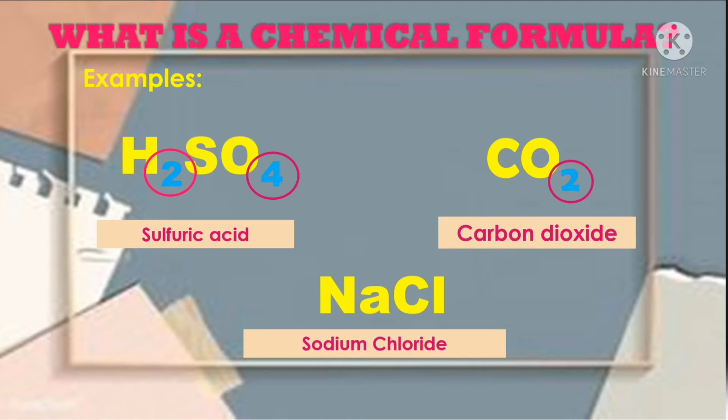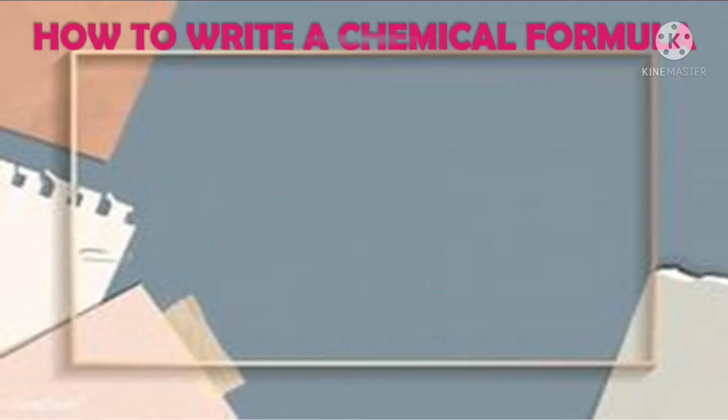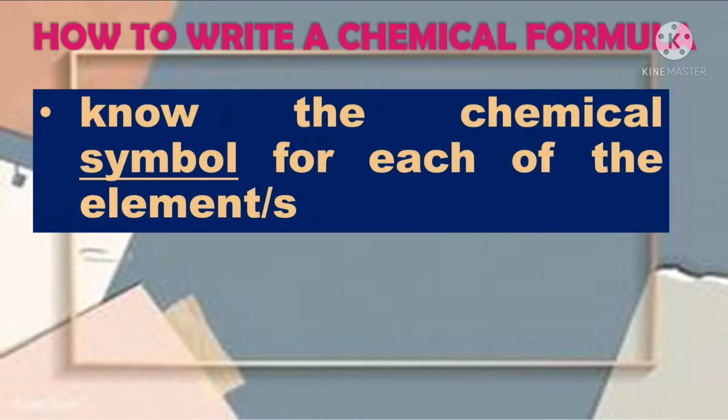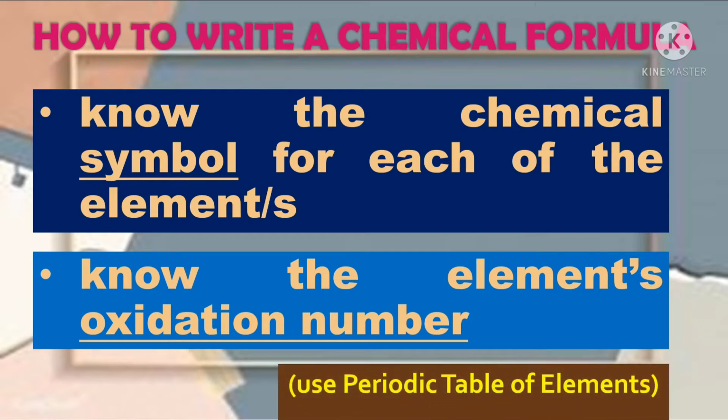Let's proceed to the very basic steps in writing a chemical formula. First, we have to know the chemical symbol for each of the elements, and we have to know the element's oxidation number. We don't need to memorize all of this, because you can find all of the information that you need in writing a chemical formula on your periodic table of elements. You just need to familiarize yourself with using this.